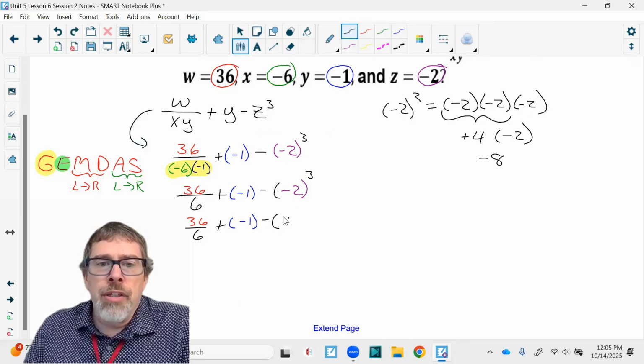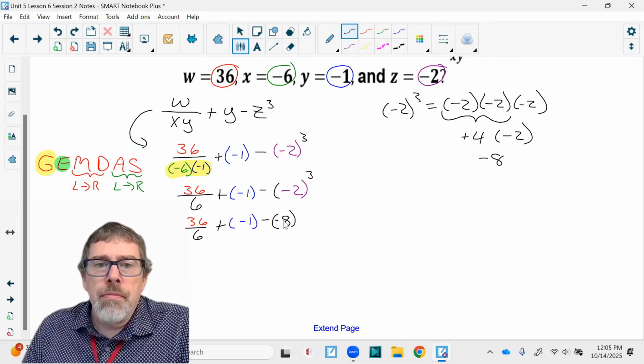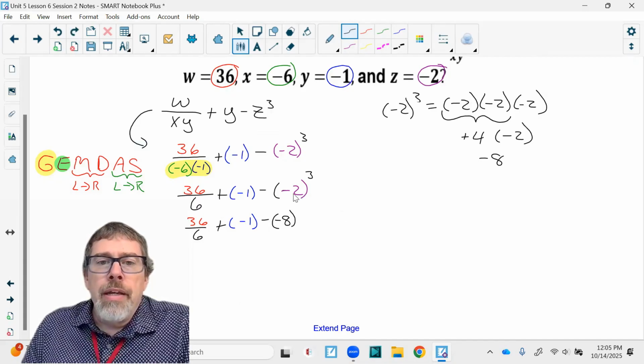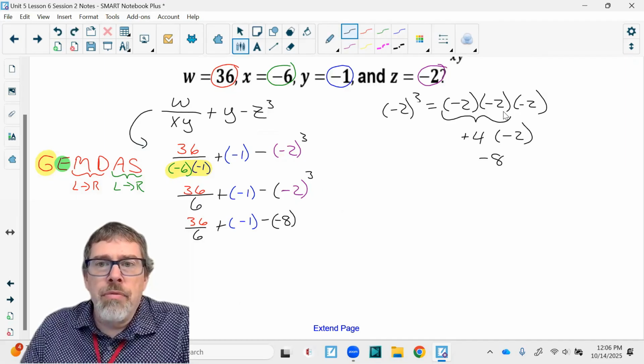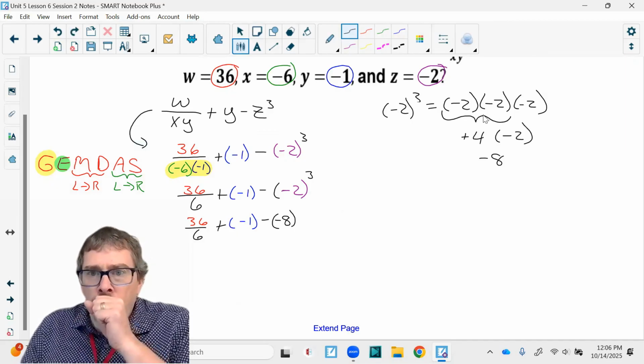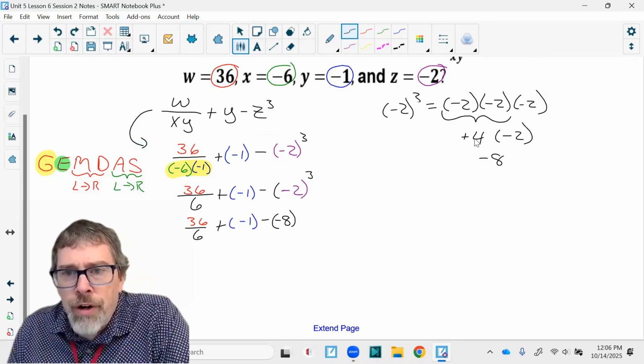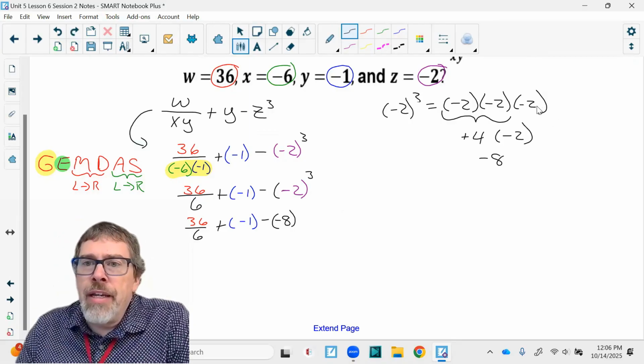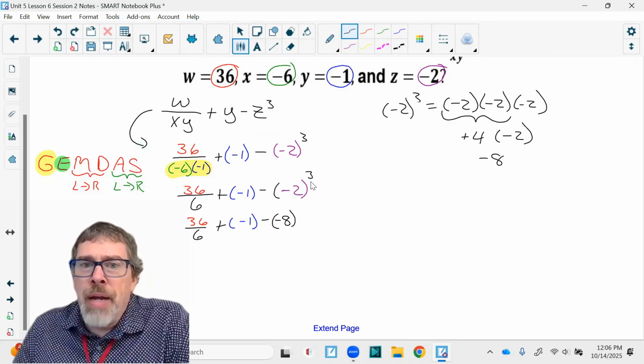So this was a discussion in class today. A negative to odd powers stays negative. A negative to even powers is positive. So right here, -2 times -2 would be -2 squared. That's +4. Add another -2 to it. Now there's 3 of them. That would be a power of 3.